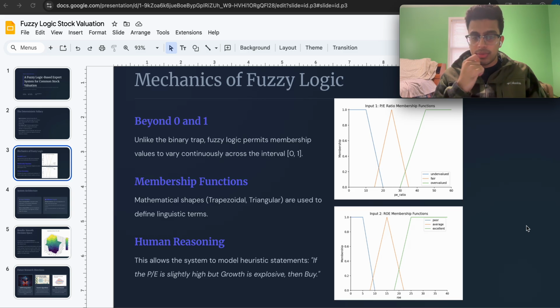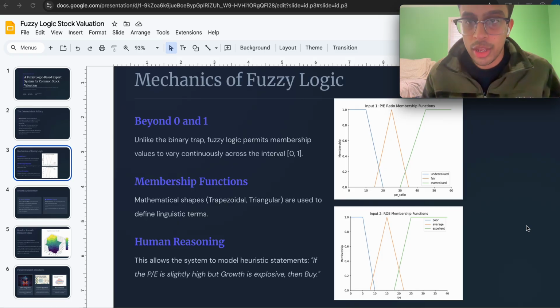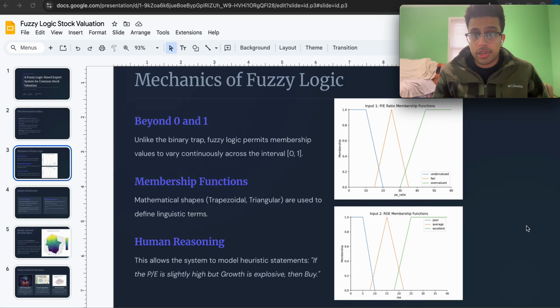Both of these functions bound where price to earnings is great and where return on equity is great. And similarly, when price to earnings is bad and when return on equity is bad. For example, for my input one, you want a very low price to earnings.